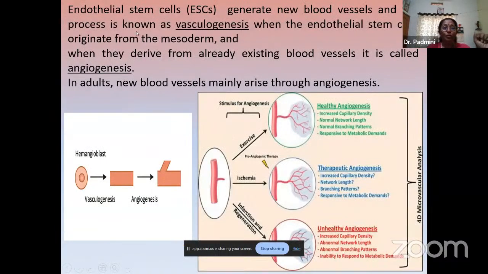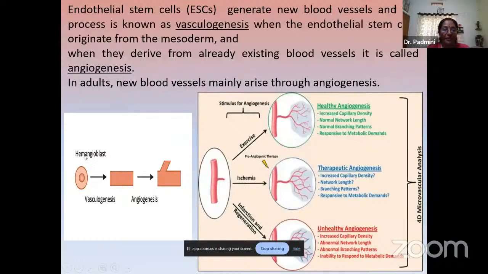And they are also able to generate new blood vessels, a process known as vasculogenesis. So you are going to talk about two different types, vasculogenesis and angiogenesis. When we talk about vasculogenesis, we are talking about new blood vessels, and when we talk about angiogenesis, we are talking about capillaries developing from already existing blood vessels. And in adults, new blood vessels mainly arise through angiogenesis.